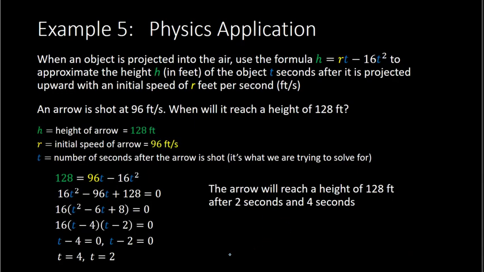If you shoot an arrow up into the air, it's going to go something like this. So let's say 128 is right here at this point. So on its way up, after 2 seconds, it's going to reach 128 feet, and on the way back down, after 4 seconds, it's going to be back at the same height at 128 feet. So my solution is 2 and 4 seconds.